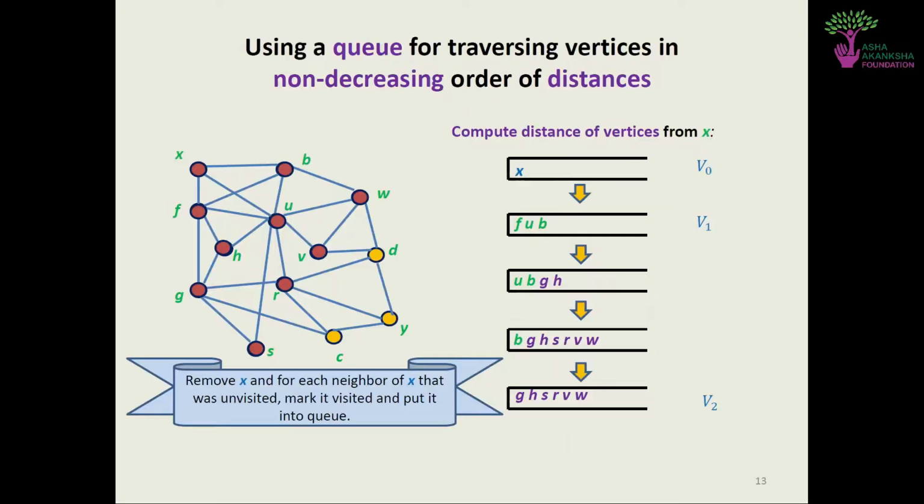So let's look at this. We'll be using the data structure queue. We'll use a queue for traversing vertices in non-decreasing order of distances. Let's look at all the steps that will follow. We'll start at the base node, so we assign x to our queue. Then we come to x, remove it from the queue, and add all the neighbors of x which have not been visited. So f, u, and b, all three will be added to our queue.